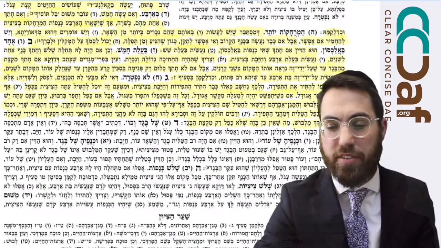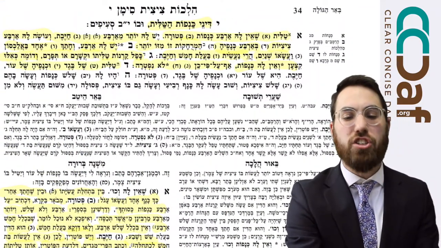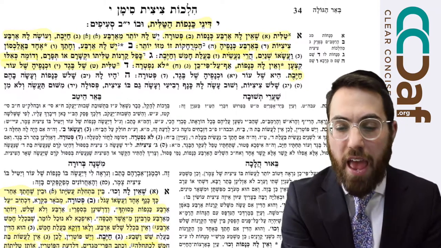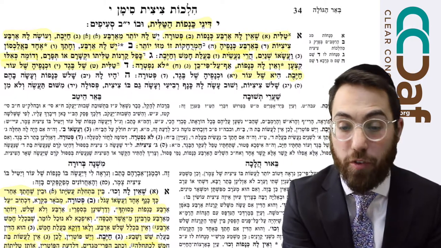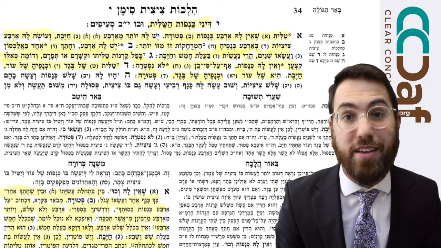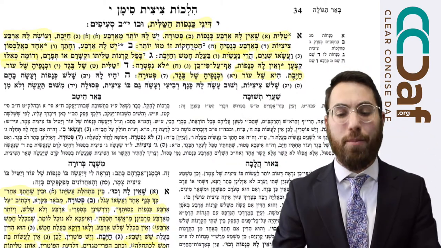Now we're going to continue in Siman 10, says the Mechaber. If you have a talis of a garment and the corners of leather, it is obligated. If the garment is of leather and the corners of a garment, it's exempt, as we've seen that leather is not obligated in tzitzis because it's not woven, it's not a beged, it's just a slab of leather.